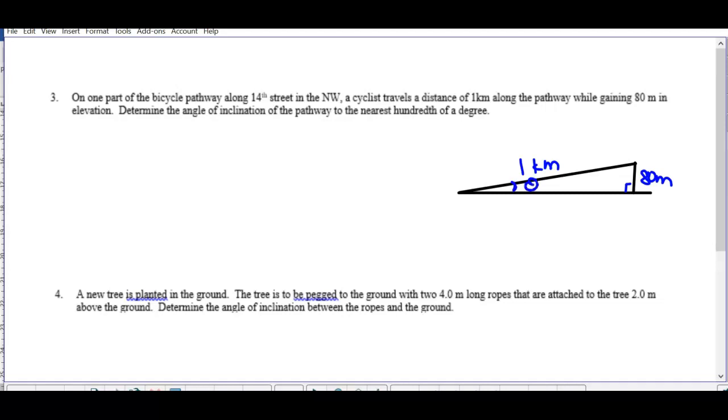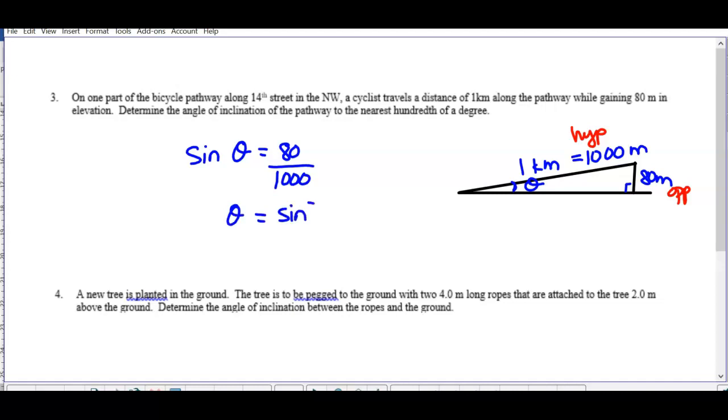Sometimes we use variables, sometimes we use theta, the Greek symbol that's often used for angles, so we'll start using that as well. Notice how the units are different here, so I want to show this in meters so that we get the correct ratio. We want to know that angle of inclination. We know the opposite and the hypotenuse, so that's going to be sine. Sine of theta is 80 over 1,000. You don't have to reduce it because we're not asking for the ratio, we're asking for the angle.